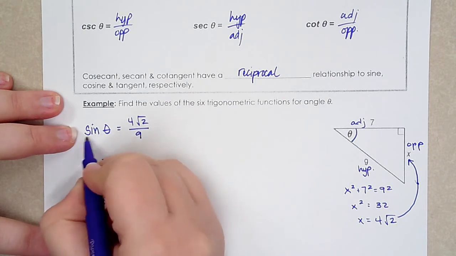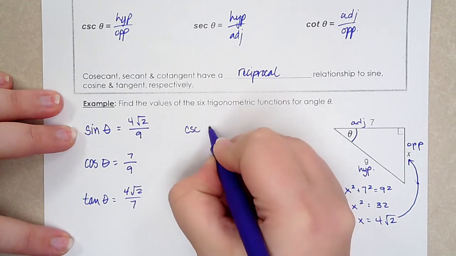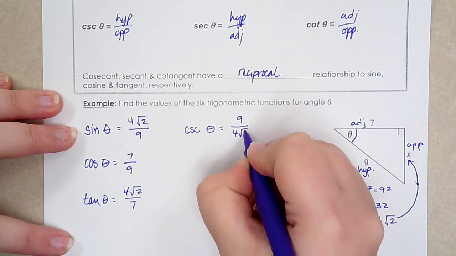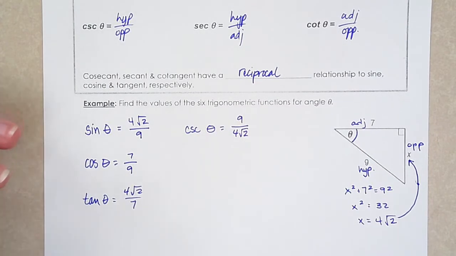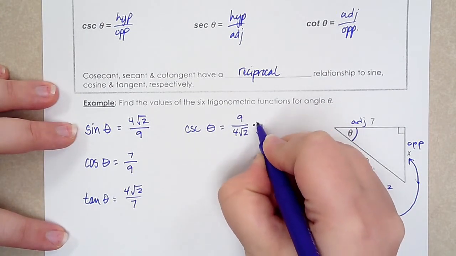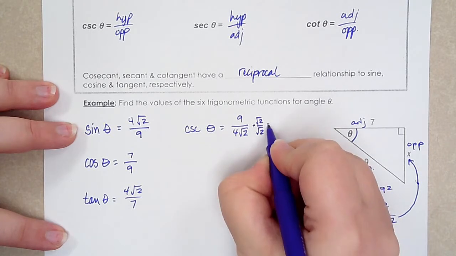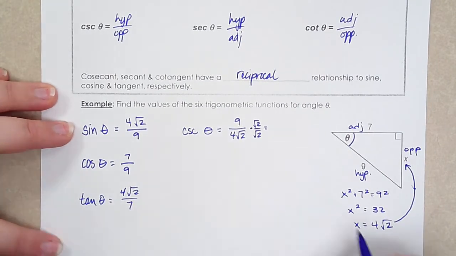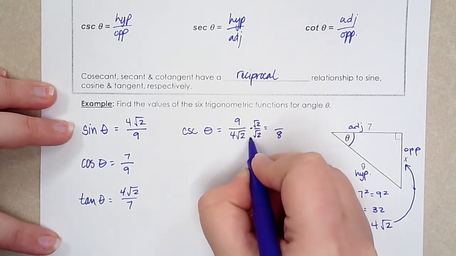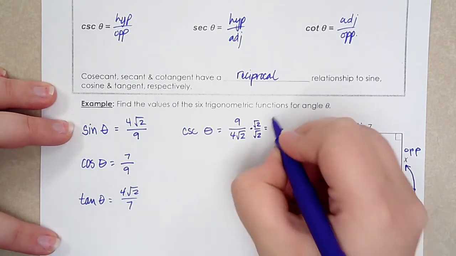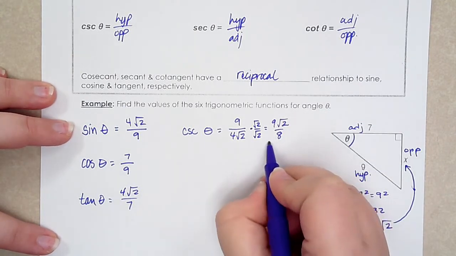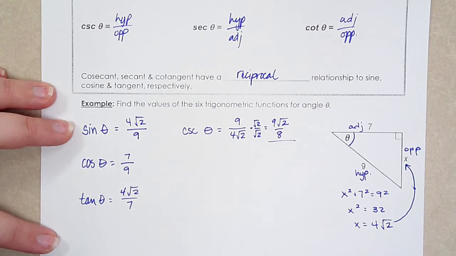And then, of course, we want those reciprocal trigonometric functions as well. So our reciprocal of sine is cosecant, and we're going to flip it to be 4 root 2 on the bottom. But of course, we don't leave our answer this way. We want to rationalize it. So let's go ahead and multiply both the top and the bottom by square root of 2. When we do that, we get just 8 on the bottom. Root 2 times root 2 is 2. 2 times 4 is 8. And 9 root 2 on the top. Please make sure you're always rationalizing your answers.